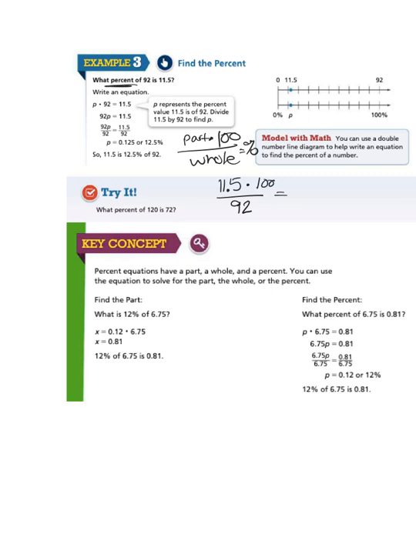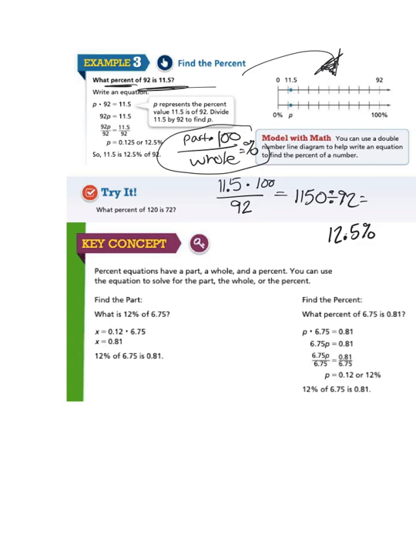So when you do this on your calculator, you take 11.5 times 100, which gives you 1,150 divided by 92. You come up with 12.5%. Okay, so if you take these equations, you read what you're talking about, take the information you have, and plug it in. You can also do this with a double number line if that makes more sense to you.